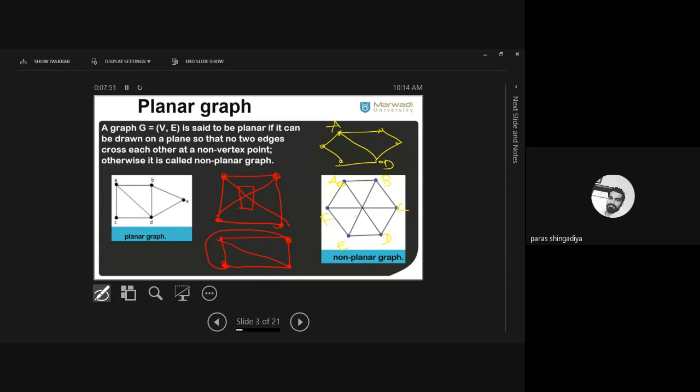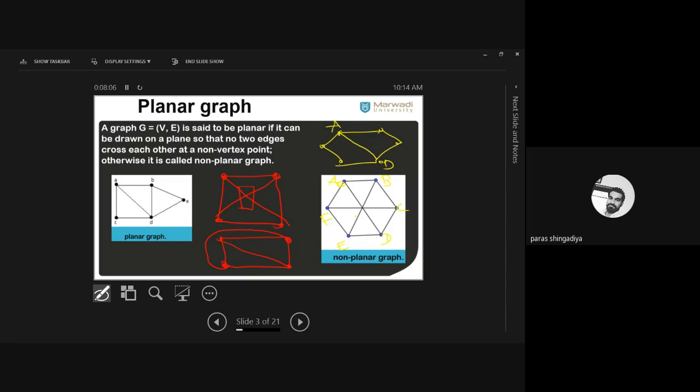Okay. These two edges are remaining. Clear? So if we connect to the inside, let us consider this edge inside, it will be crossed with this edge. Clear? So you have to recreate this from the outside of the graph. So connect these two vertices from the outside of the graph. Okay? And still one is remaining to connect.